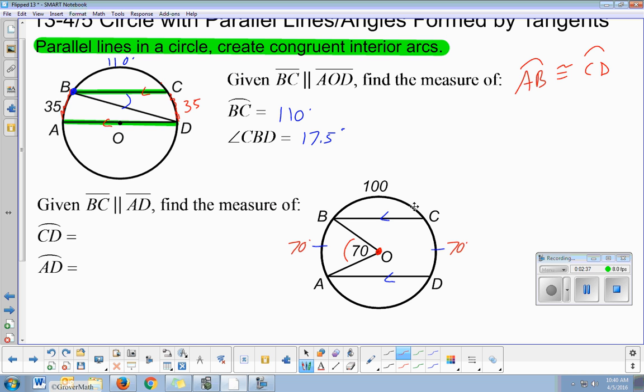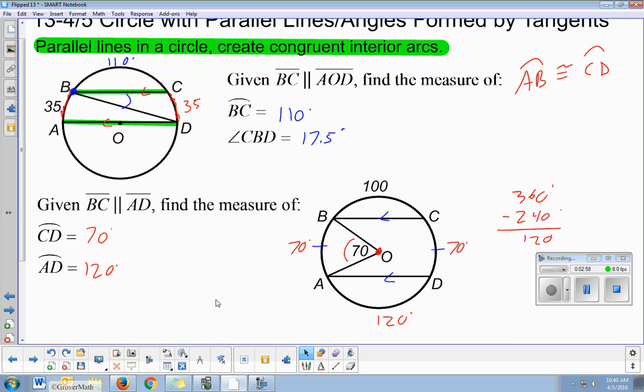Since this up here is 110, together that's 140. That's a total of 240 degrees I have. I only have one arc remaining, so if I subtract that 240 from 360, I'm left with 120 degrees must be arc AD. And that's what I wanted there.